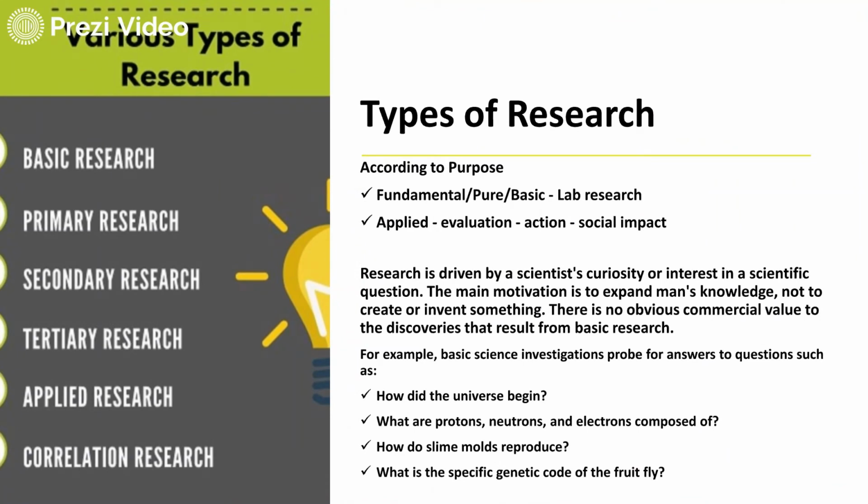Now you know what research is, why we carry out research, and what will happen if research is not carried out. Let us come to another part, the different types of research. My dear students, broadly it is categorized into three types. The first is basic research, the second is applied research, and the third is correlation research. Basic research is again classified into three categories: primary research, secondary research, and tertiary research.